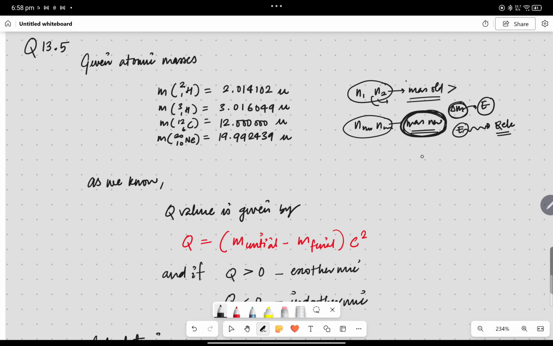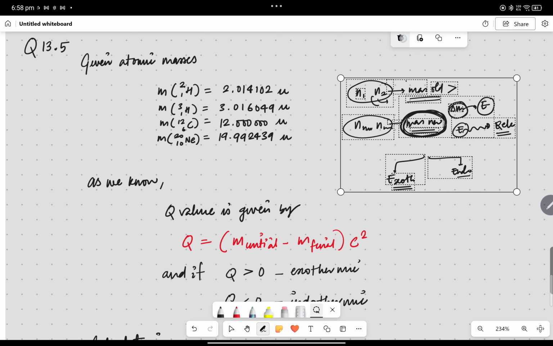So that's why, if that step is exothermic, that means a more stable nucleus got formed, and if it is endothermic, that means it needs energy, and that means a more unstable nucleus is formed than the older one, right? So this is the basic concept here, and let's solve this.